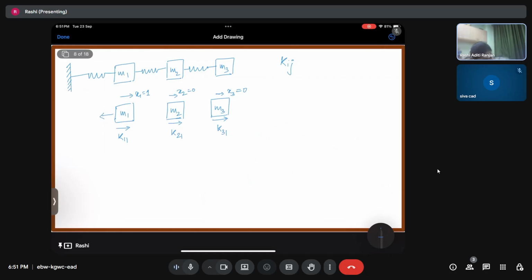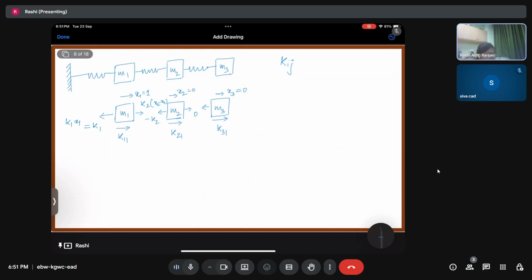Okay. Now because of this, what are the forces? First force is over here, which is K1 x1, which is going to be equal to K1 because x1 is 1. Over here, we are going to have forces K2 (x2 minus x1). Now since x2 is 0, we are going to have it as minus K2. Over here, we are going to have K3 (x3 minus x2), x3 and x2 both are 0. So this is going to be simply 0.